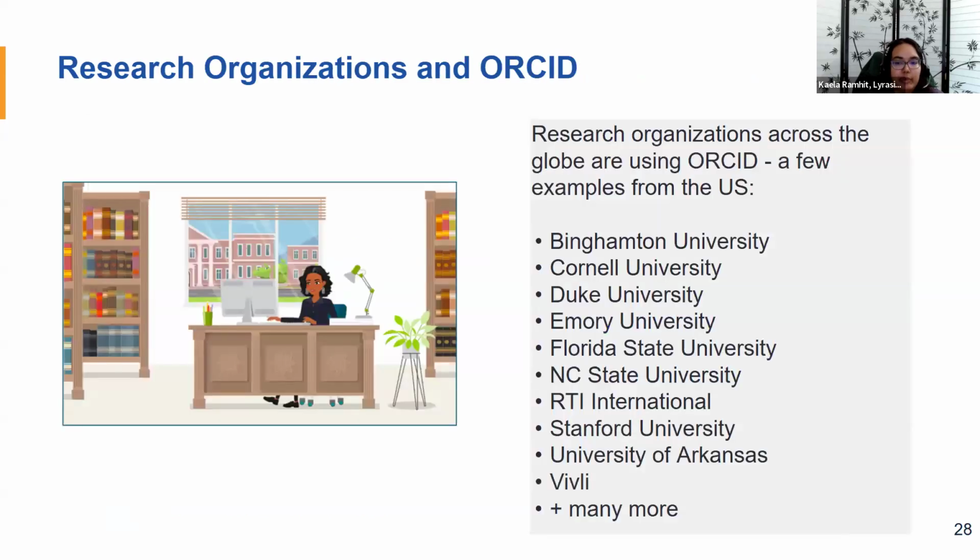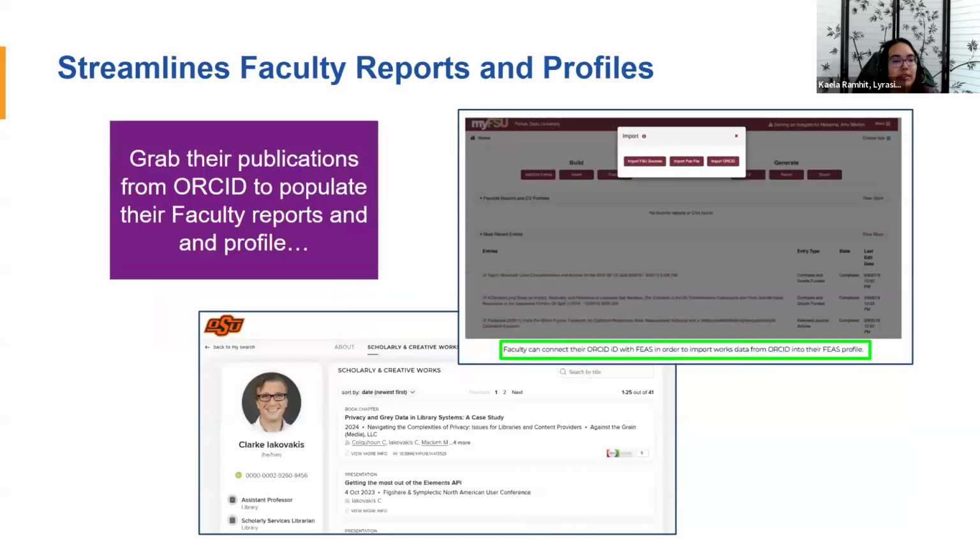So we've talked about funders, publishers. Let's talk about research organizations and how they're using ORCID. So some organizations, usually like a university, so Binghamton, Cornell, Florida State, Stanford, are asking their researchers, their students, and their faculty to have an ORCID ID. And a lot of this has to do with how they're tracking or reporting the research that their faculty or researchers are doing. So organizations do this so they can streamline how you as a researcher can share your work with their university, such as in faculty reporting or during an annual review process.